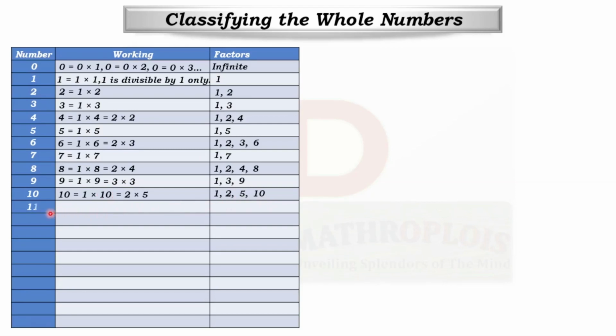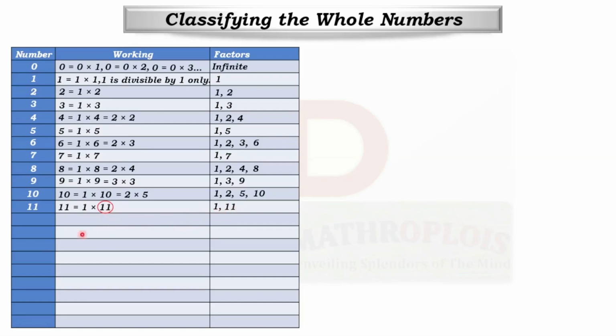Next number is 11. Let us find out all possible factors of 11. 1 multiplied by 11 is equal to 11, and there isn't any other factor of 11. It means 11 has only 2 factors. First factor is 1, and the other factor is 11 itself.